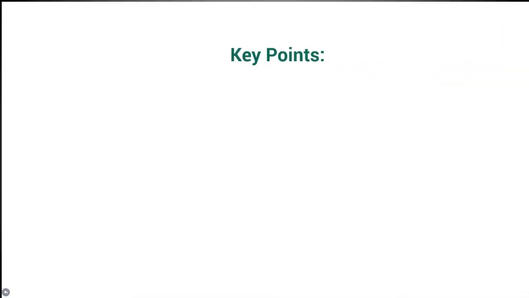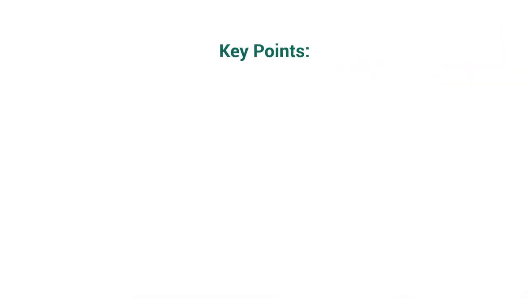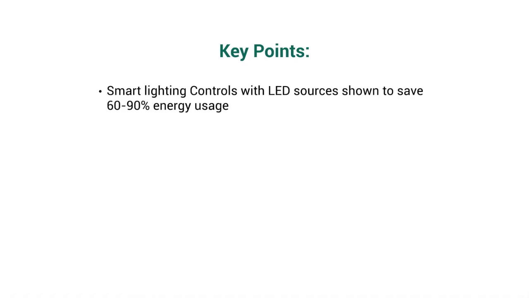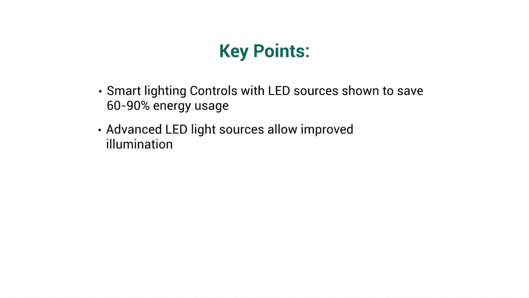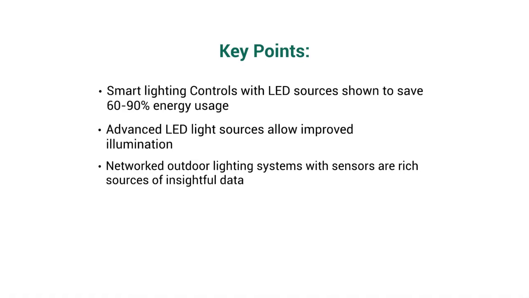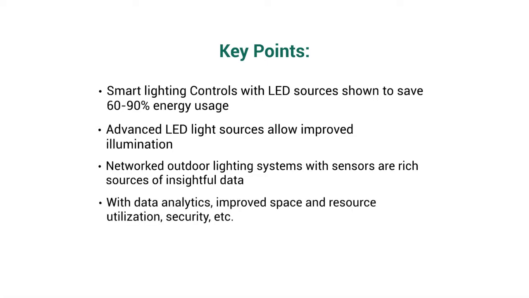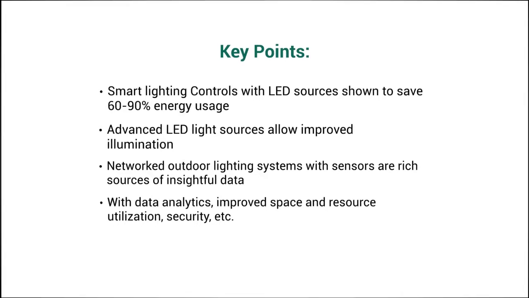So some key points of this project are listed here. First, implementing efficient LED light sources and smart lighting controls at these demonstration sites saves 60 to 90% in energy usage. Also, advanced LED light sources allow improved illumination in exterior lighting systems. And then networks remotely controlling the lighting system, along with the sensors used in the system, can provide a lot of useful data. And lastly, data analytics can help improve the utilization of space, resources, and security as well. So this smart network control lighting system is a potential big money saver.